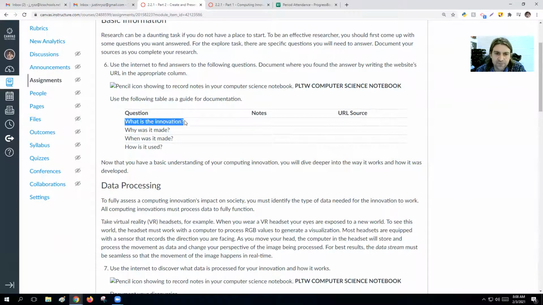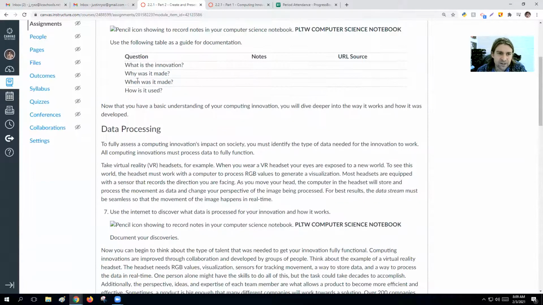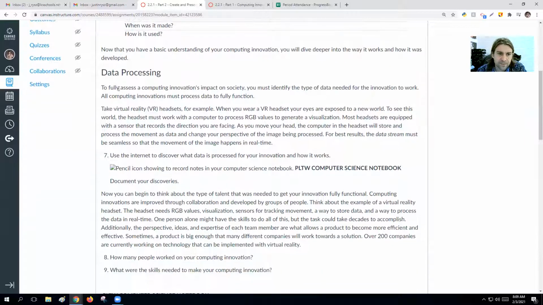So, you're going to find a description of what that innovation is. You'll make a slide on Google Slides and put a little tiny link to the URL so it works there. All right, when was it made? Put it there. Why was it made? And how was it used? So you have all that information. If your URL source is all from the same thing, that's fine. But these are four big things I want to make sure you denote here.